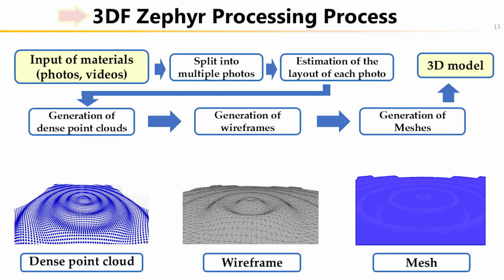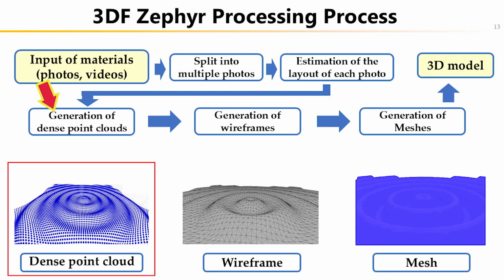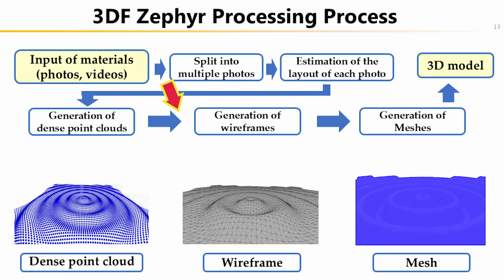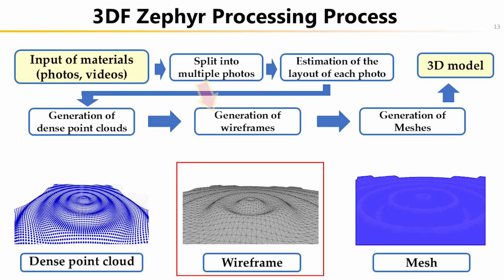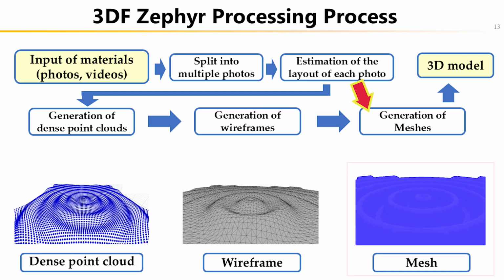This diagram outlines the process by which 3DF Zephyr takes materials as input and outputs a 3D model. Input to 3DF Zephyr is material such as photos or videos. This is split into multiple photos. The spatial arrangement of each photo is estimated. Dense point clouds are generated. This is used to generate wireframes. Next, meshes are generated. These are then output as a 3D model.